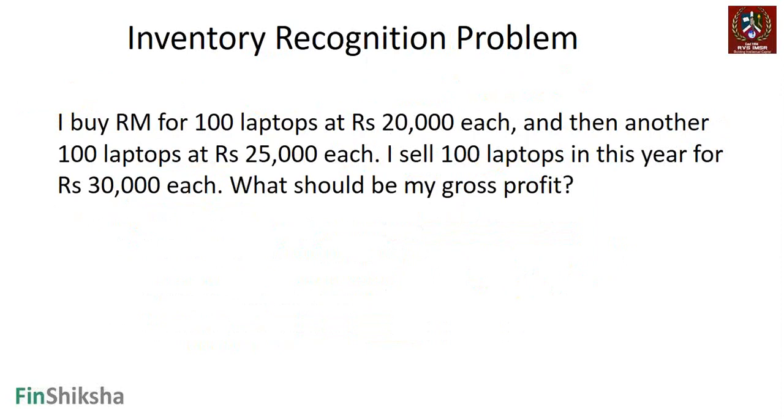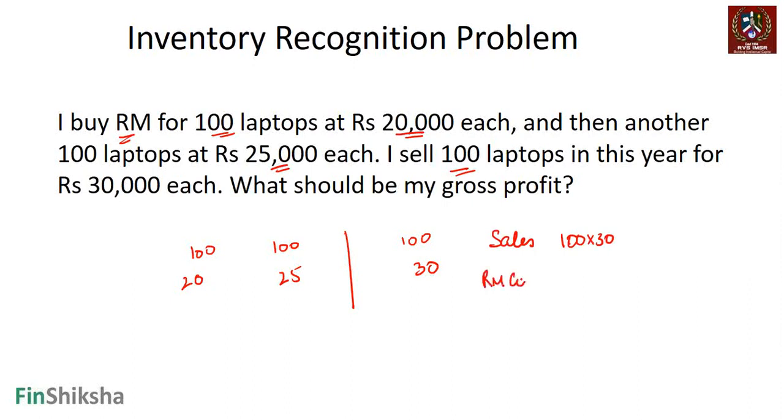Let's take a simple example and try to understand. I buy raw materials for 100 laptops at 20,000 each, and then another 100 laptops at 25,000 each. So the first 100 is at 20,000, the next 100 is at 25,000. And then I sell 100 laptops at 30,000 each. So in my statement, the sales is clear. That's 100 into 30,000. But what do I do for raw material cost?